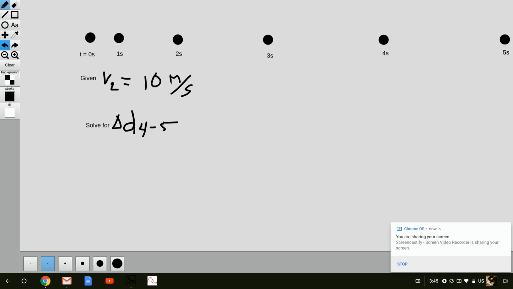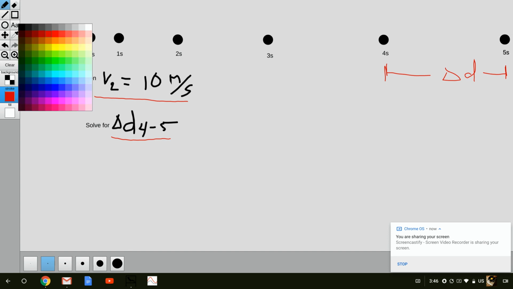But the given that you have been given here is that V2 is equal to 10 meters per second. And you've been asked to solve for the displacement from 4 to 5. So you've been asked to solve for the displacement right there from 4 to 5, so over the interval of 4 seconds to 5 seconds. So how do we get started here?